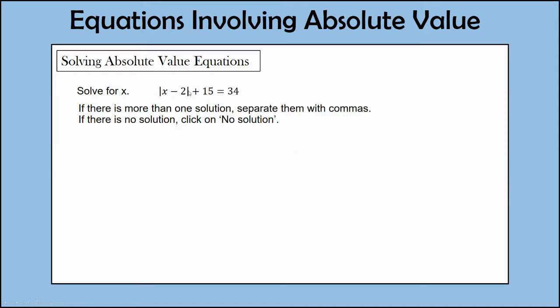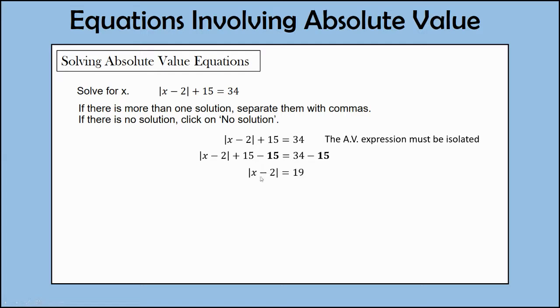Okay, another example. Same stuff here, right? First thing I have to do is isolate the absolute value. So I got the absolute value of x minus 2 plus 15 equals 34. We don't want the plus 15 over here. I want this isolated before I write anything. So subtract 15 from both sides. And I got the absolute value of x minus 2 equals 19. We can do this problem, right? This is positive, so we can do it.